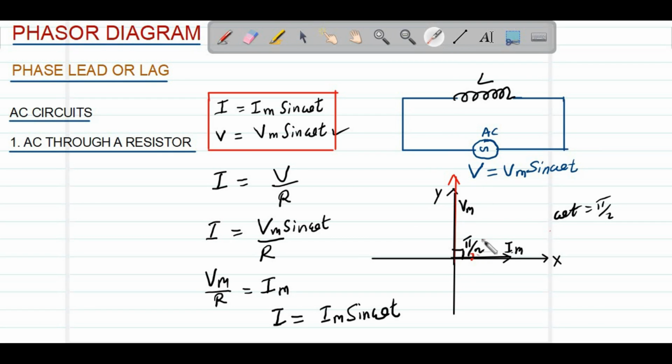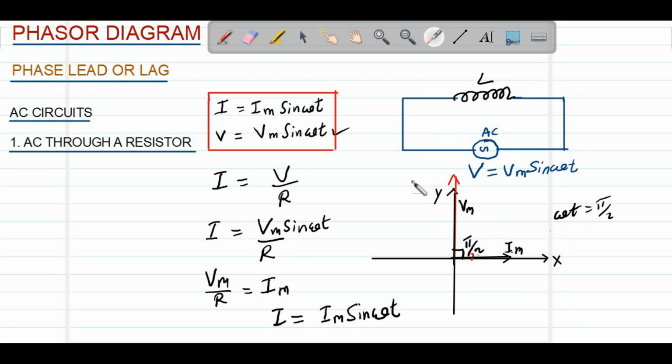And when these two vectors, that is the phasor of voltage Vm and current Im, rotate, they will be rotating in the anti-clockwise direction. At that time voltage will be ahead and current will be behind. It means for the current there is a phase lag of pi by 2, meaning current is lagging the voltage by an angle of pi by 2. And in some cases, instead of this inductor, if a capacitor is connected, then current will be ahead and voltage will be behind, meaning current will be leading voltage by a phase of pi by 2.